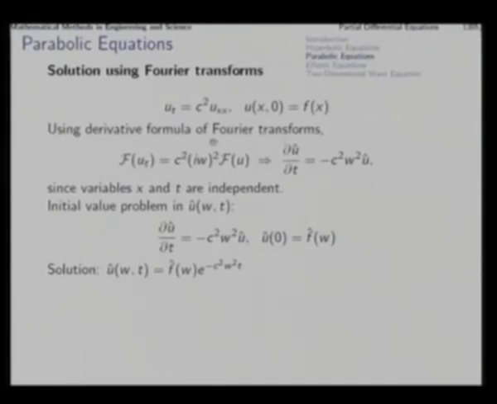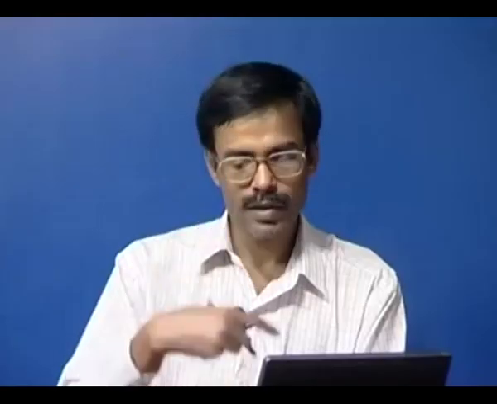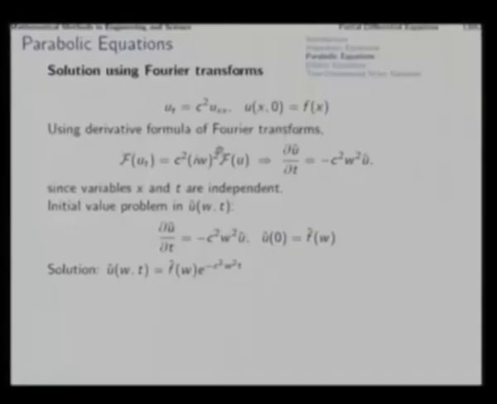Okay. On this side, the derivative is with respect to x and the Fourier transform is also taken with respect to x. So, we use the derivative formula of the Fourier transform, that is, the Fourier transform of the derivative is i w times the Fourier transform of the original function. So, for the second derivative, the twice-derivative formula has to be applied, so (i w) whole squared, and then this is u hat, that is the Fourier transform of u.